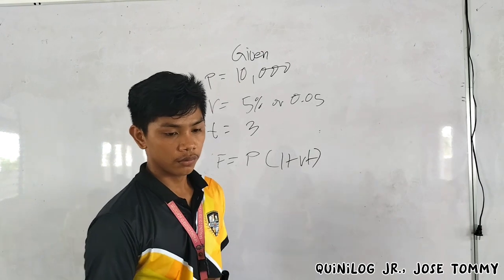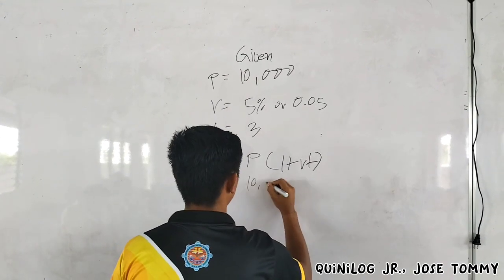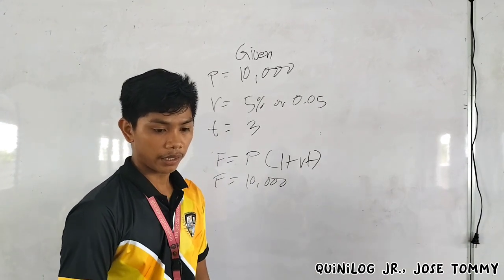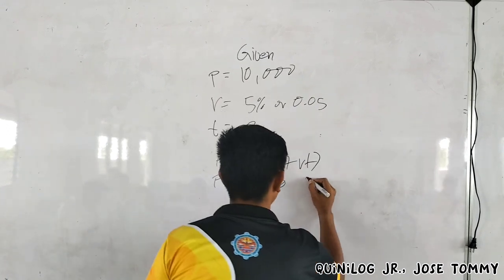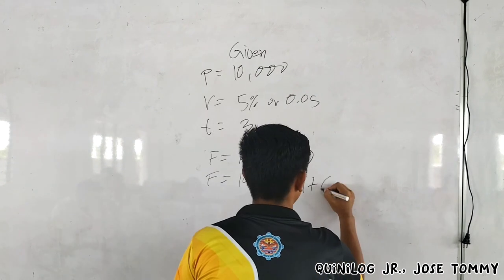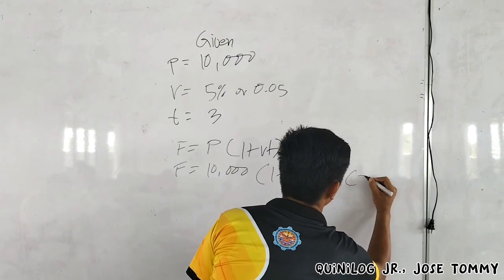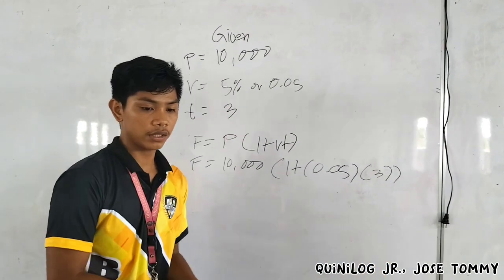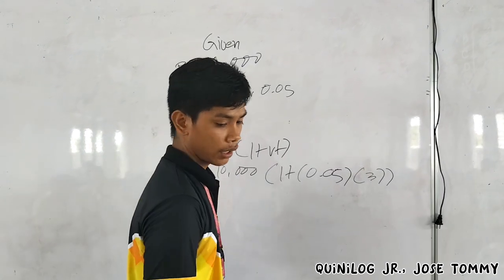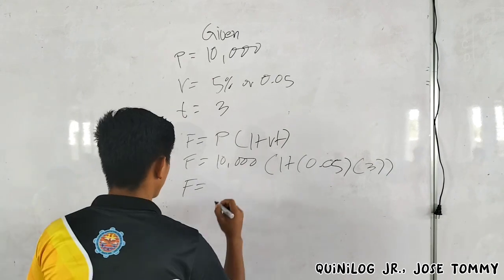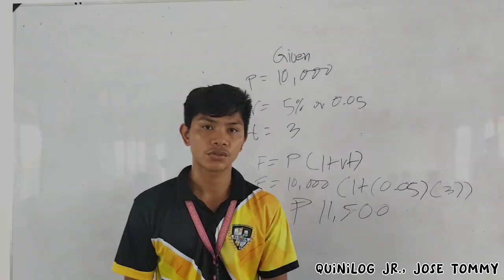So ang atong principal is 10,000. Tapos ang atong plus 1, ang rate kay 0.05. Ang atong time na to is 3 years. So total na to, 10,000 times 1 plus 0.05 times 3 equals 11,500. So other solution.